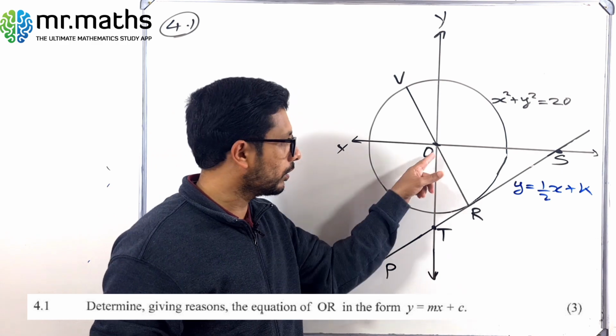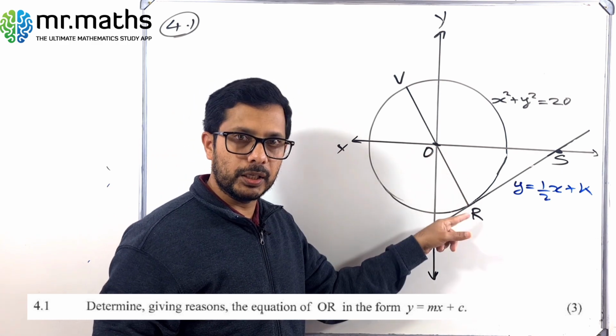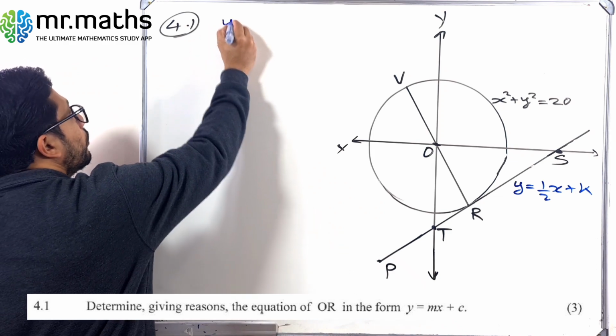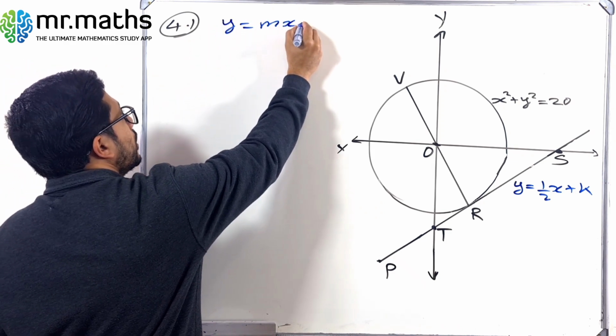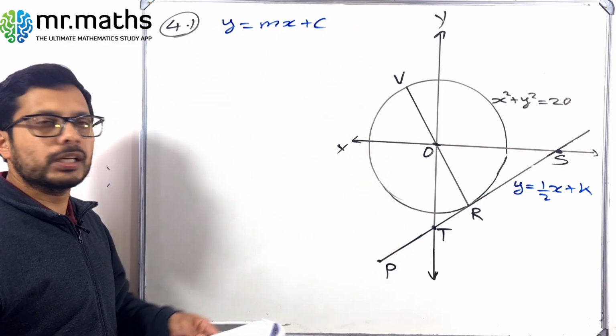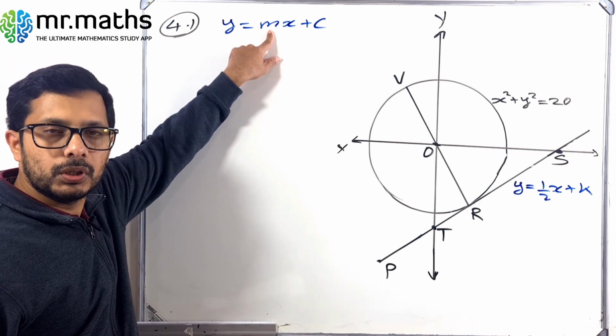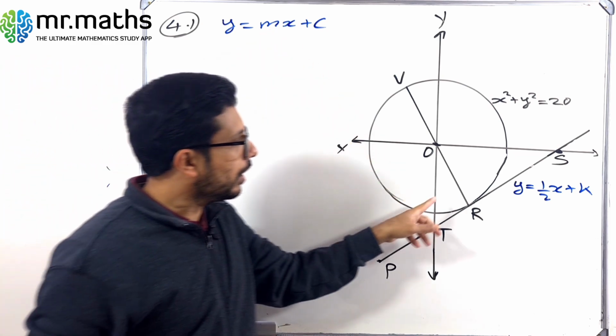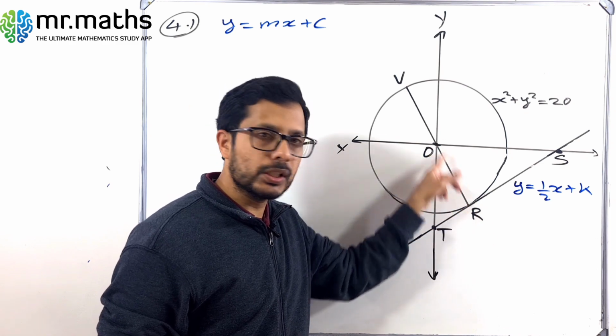Equation of OR. OR is a straight line, am I right? Okay. So what is the general equation of a straight line? y is equal to mx plus c. And what does this m stand for? The gradient. Okay. So now I'm thinking, how can I find the gradient of this line?